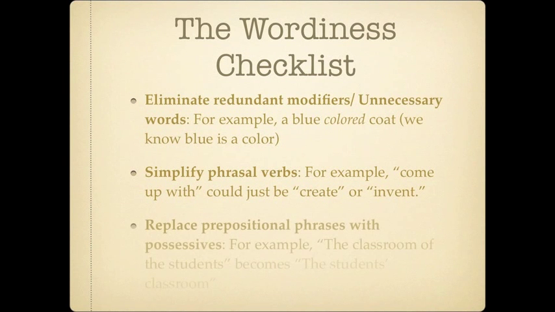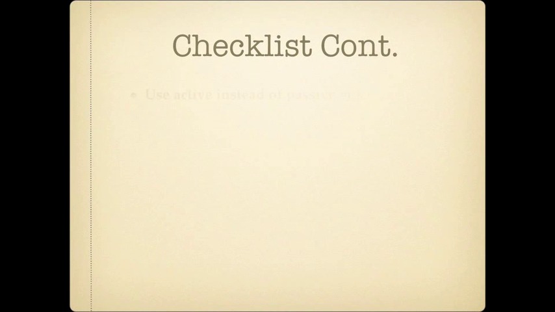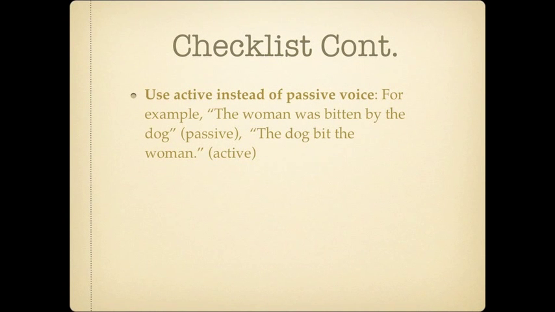Third, you should always replace prepositional phrases with possessives. The example I have given you is the classroom of the students. After simplifying and replacing this with the possessive form, it becomes the student's classroom. Fourth, whenever you can change passive voice to active voice, you should. It creates more clarity within the sentence. The example here is in passive voice. The woman was bitten by the dog, which is revised into active voice of the dog bit the woman.